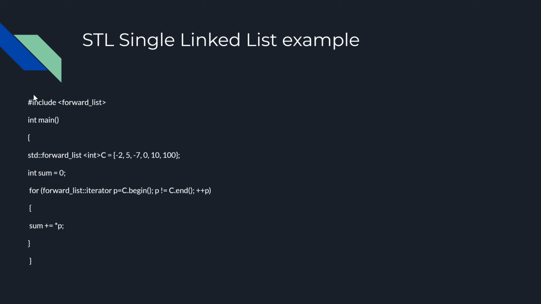STL singly linked list example. #include <forward_list>. int main, std::forward_list<int> C equals -2, 5, -7, 0, 10, 100, int sum equals 0. For forward_list<int>::iterator P equals C.begin(); P does not equal C.end(); ++P, sum plus equals dereferencing P. The difference is that this is like a singly linked list.